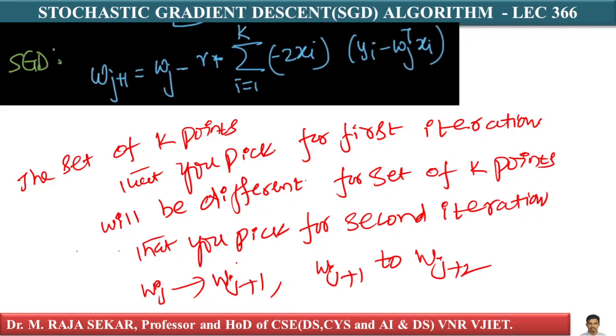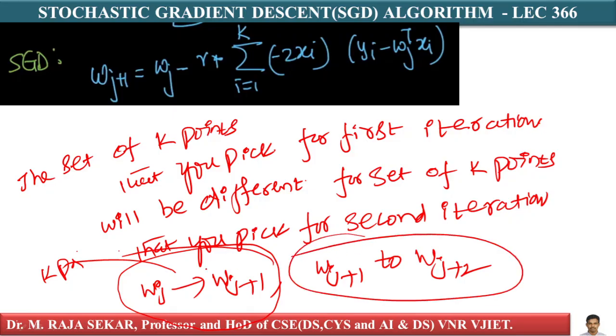That's important. Here, whichever k points we are using to update from wj to wj plus 1 need not be the same as the set of k points which we are using from wj plus 1 to wj plus 2. We will use a different set of k points. That's very, very important. Don't use the same k points. You have to change the set of random points at every update, or at every iteration.